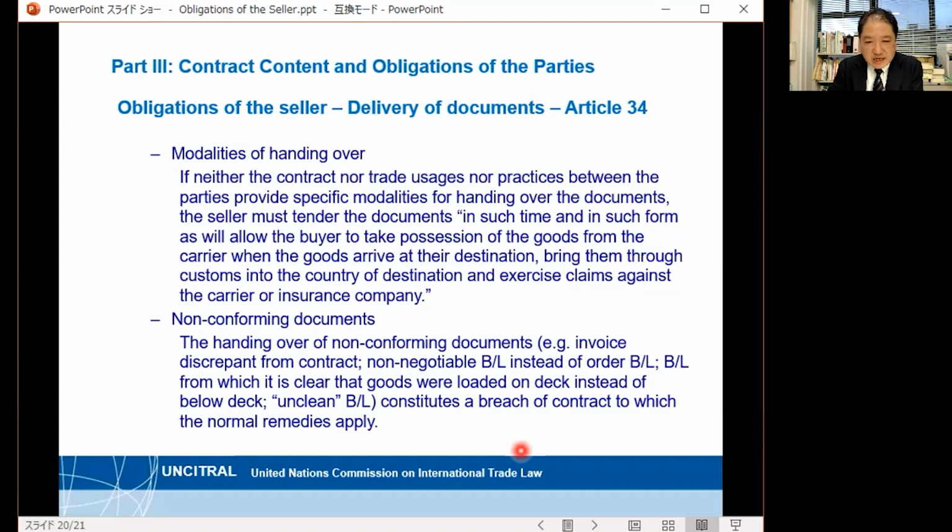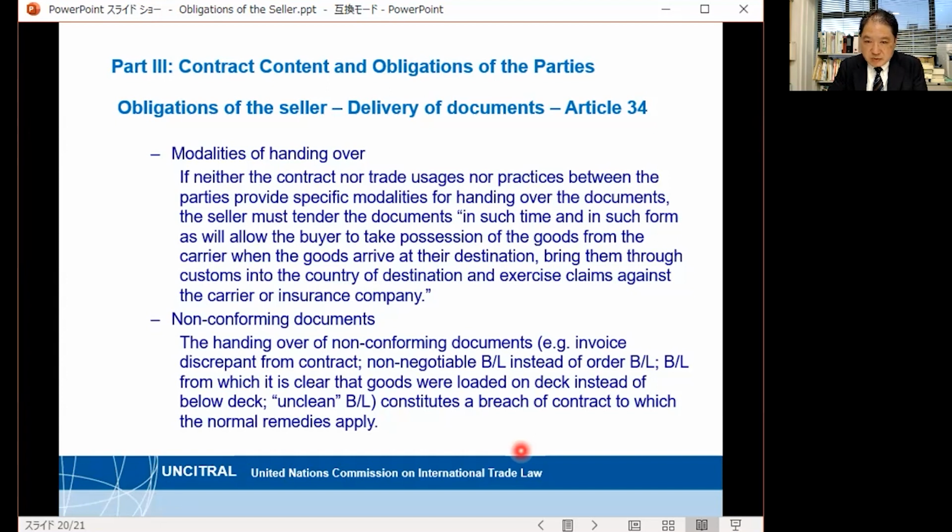Bills of lading: non-negotiable bills of lading will be non-conforming if an order bill of lading, or in other words, a negotiable bill of lading, had to be delivered under the contract. That can be a case of non-conforming documents. Also, a bill of lading from which it is clear that the goods were loaded on deck instead of below deck. That can be non-conforming documents.